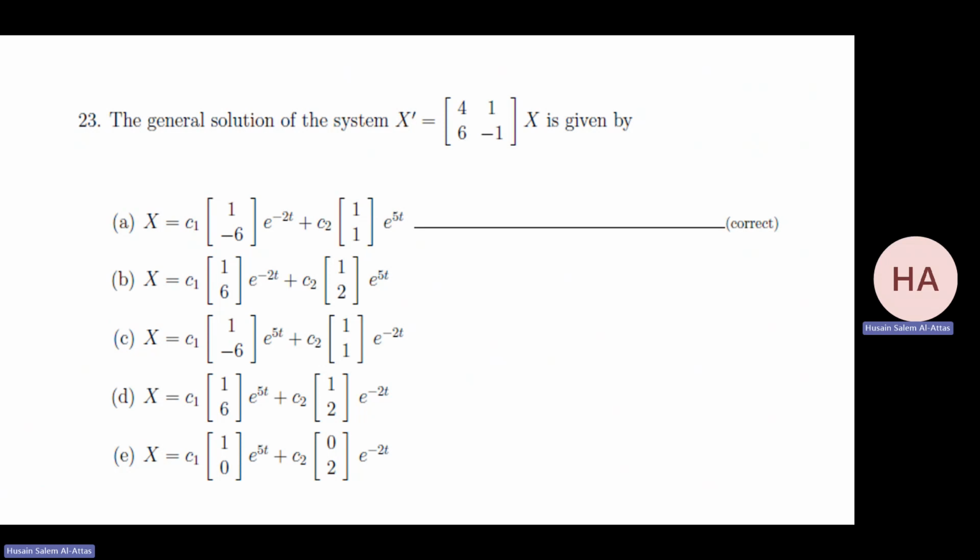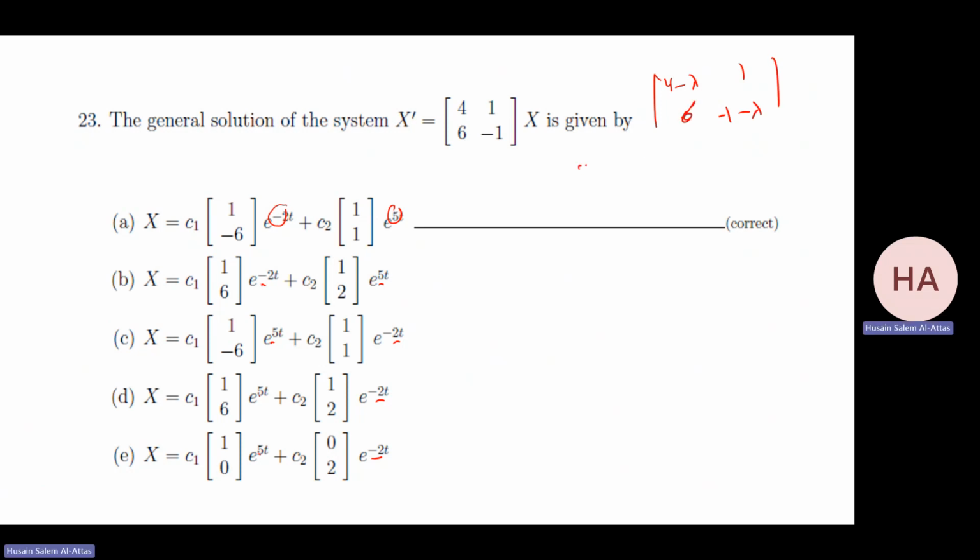Okay, this one. Yeah, I need first to find the eigenvalues. Actually, you don't need to do that. Why? Because I have here minus 2 and 5, minus 2 and 5, 5 and minus 2. So very clear it's minus 2 and 5. But to be sure, let me do it.